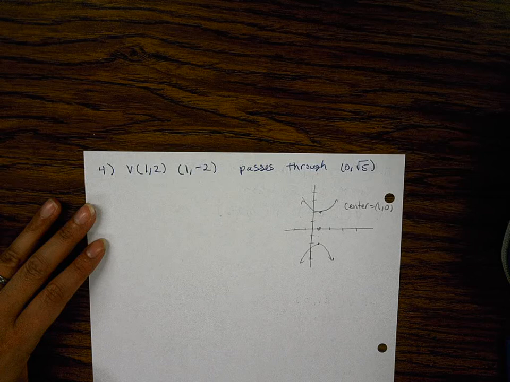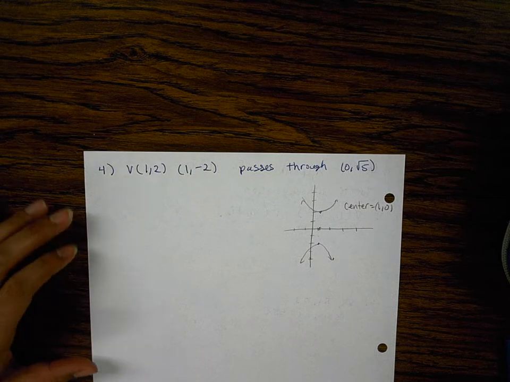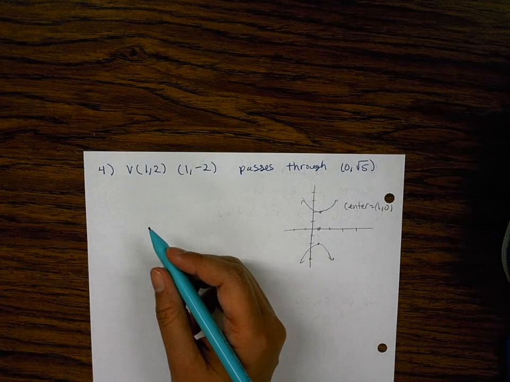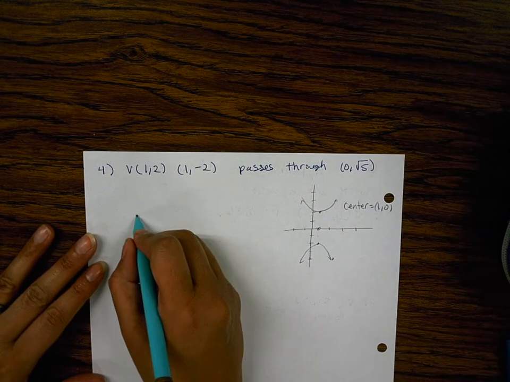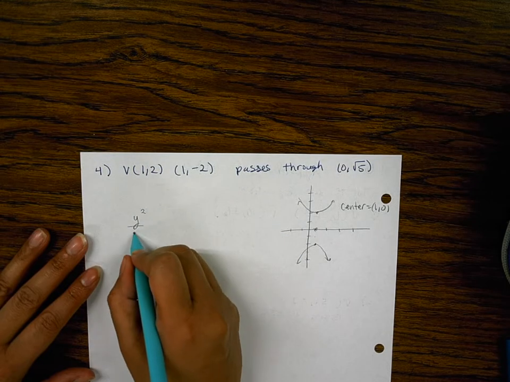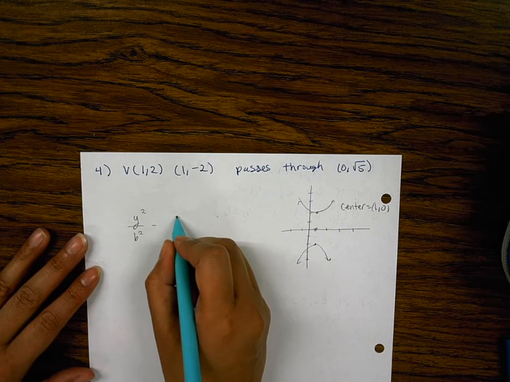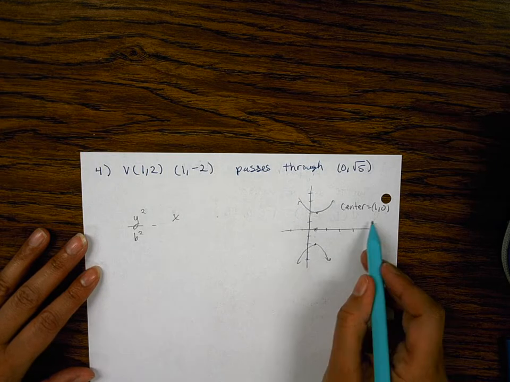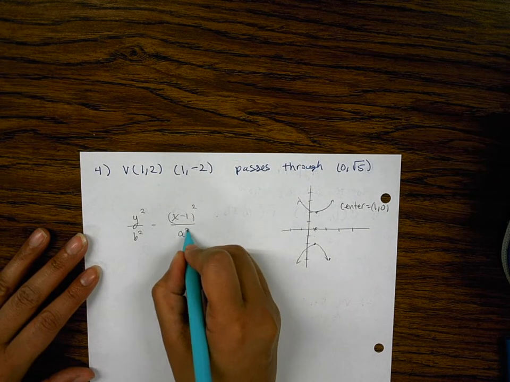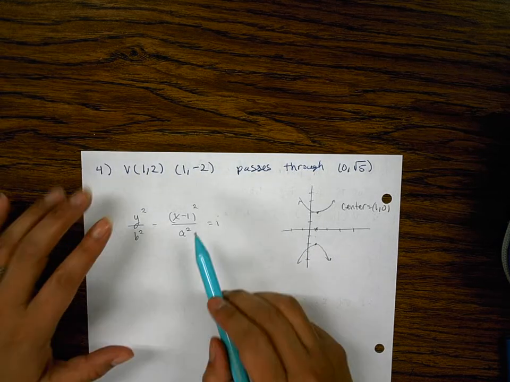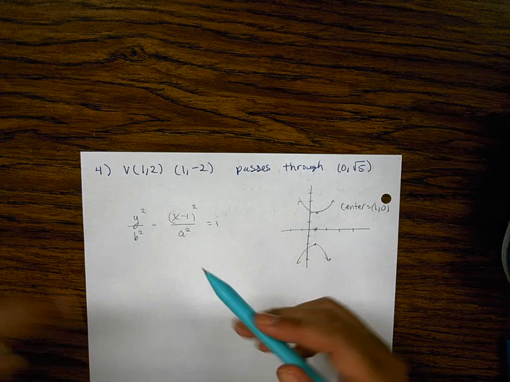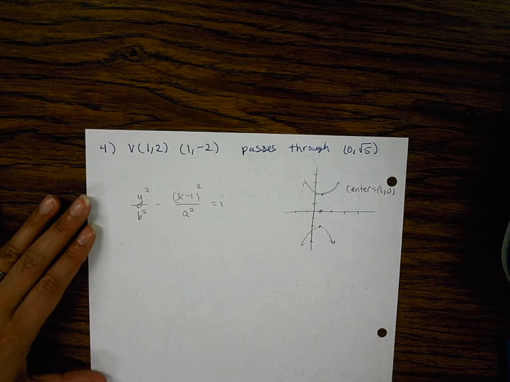Okay, because it's opening up and down, I know y is coming first, y minus 0, quantity squared, and I'm just going to write it as y squared, over b squared, minus, and then x minus 1, quantity squared, over a squared equals 1. Be careful, it's flipped around, so 1, 0. People will put the 1 there and the 0 there.